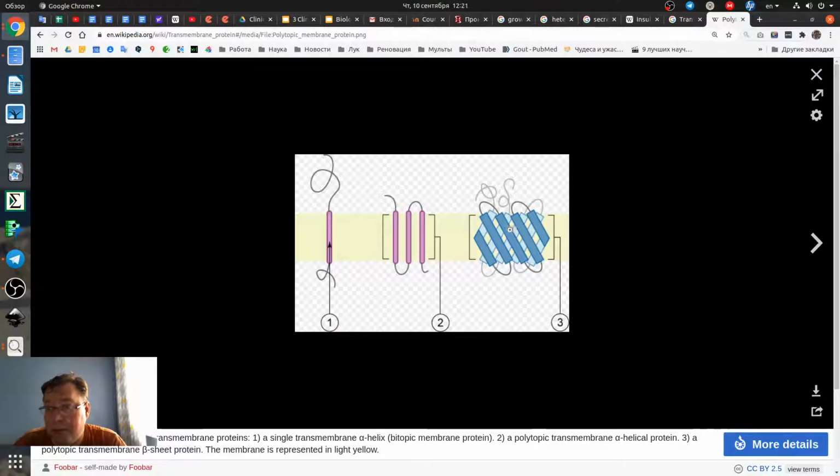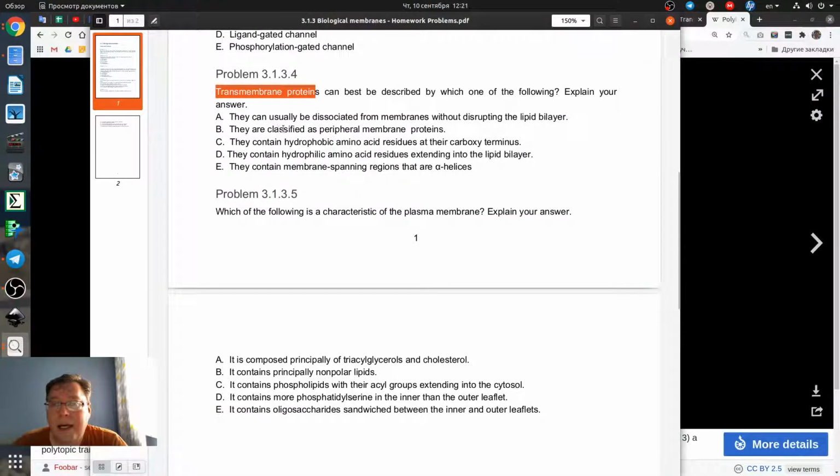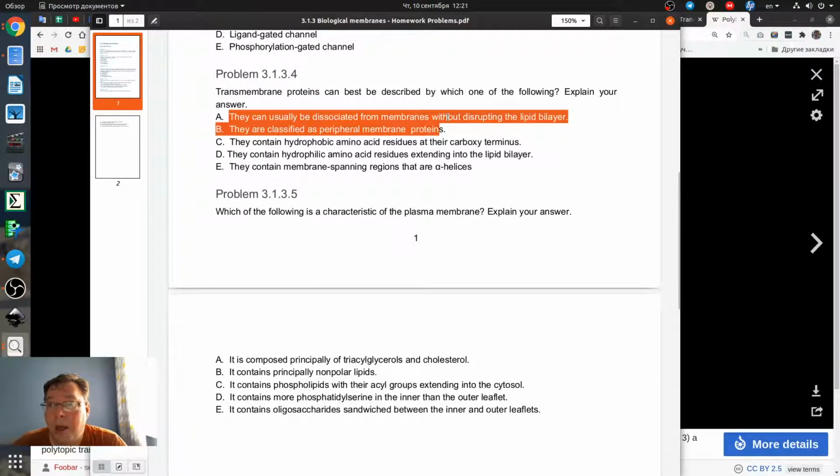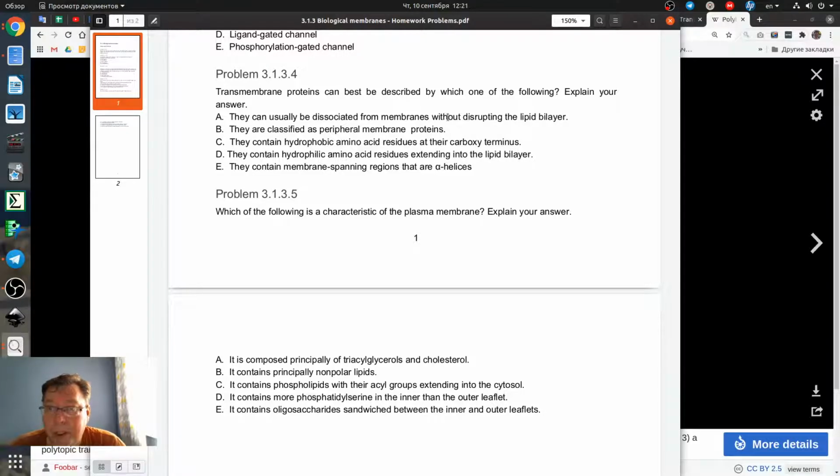Here the same idea, three different proteins. They can usually be dissociated from membranes without disrupting the lipid. No, that's wrong, because they interact with the membrane. They have two charged domains, inside the cell and in extracellular space. The next answer: they are classified as peripheral membrane proteins. No, they are intramembrane.